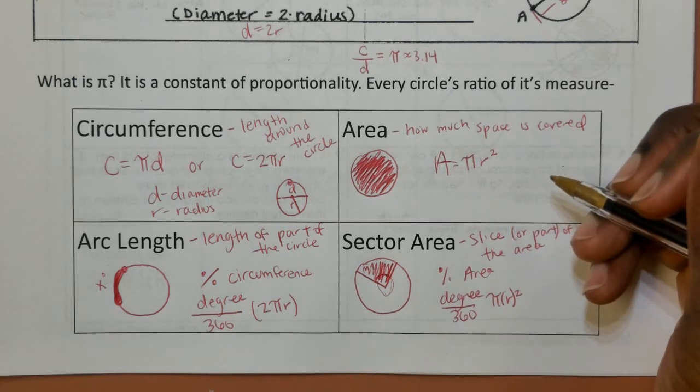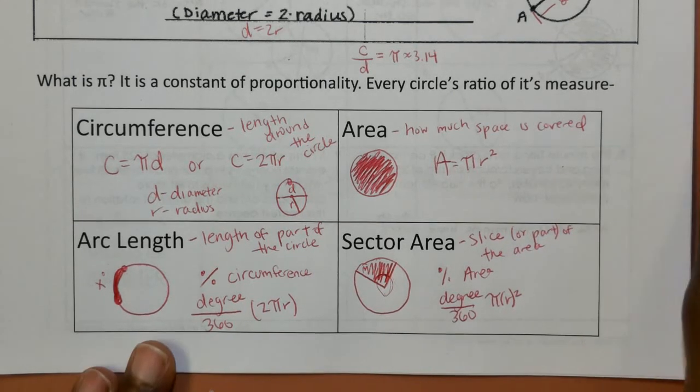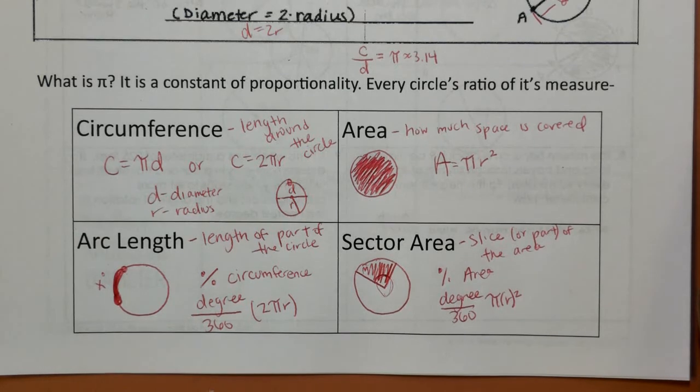Only r gets squared, not the whole thing. So just the radius gets squared, but you don't square pi. Okay, so those are our formulas that are going to be pretty essential for us to understand in this unit.